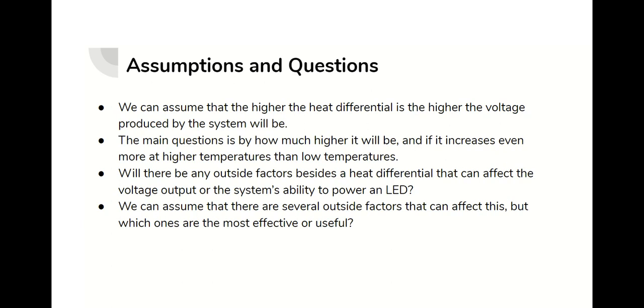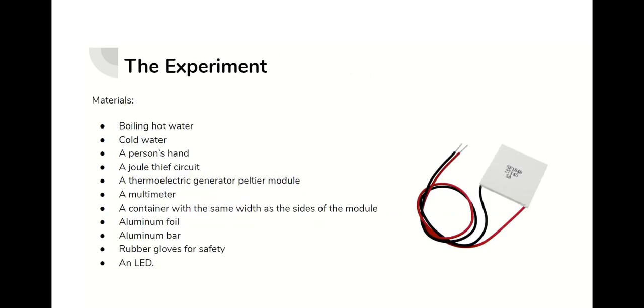So we can assume that there are several factors, but we want to try to find which ones are the most effective or useful. Here we'll be looking specifically at joule thieves and different heat sources that are naturally occurring. As we go into the experiment, I listed the materials out here. Boiling hot water and cold water, we're going to use these as heat sources. We're going to use a person's hand as a heat source. We're also going to use ambient air or room temperature air.